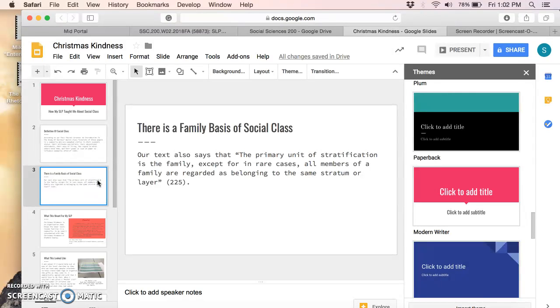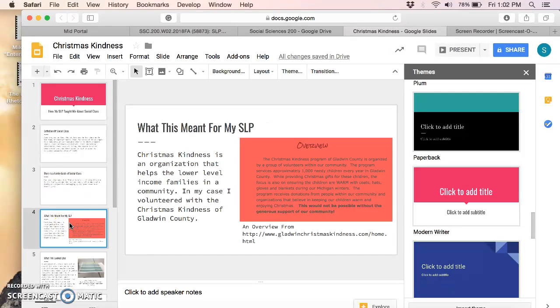Our text also says that the primary unit of stratification is the family. Except for in rare cases, all members of a family are regarded as belonging to the same stratum or layer. This had big meaning for me in my SLP project.